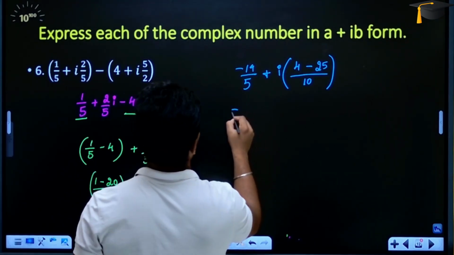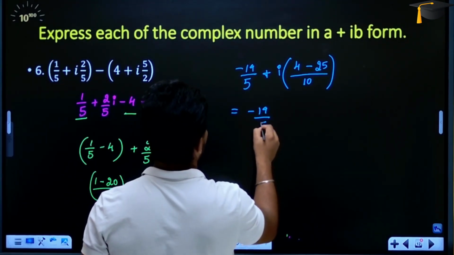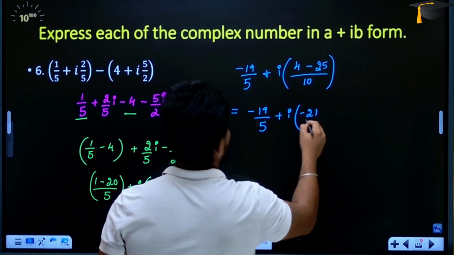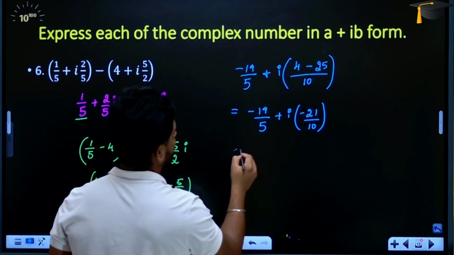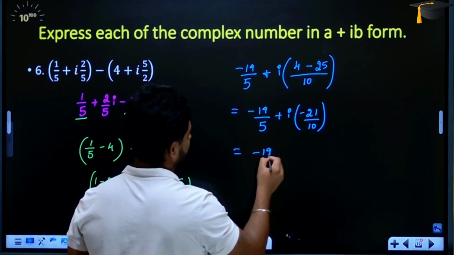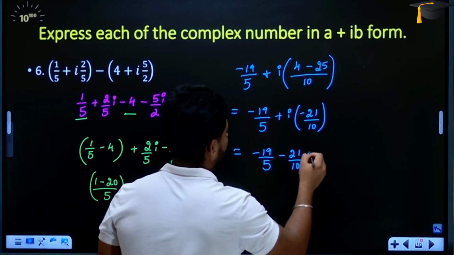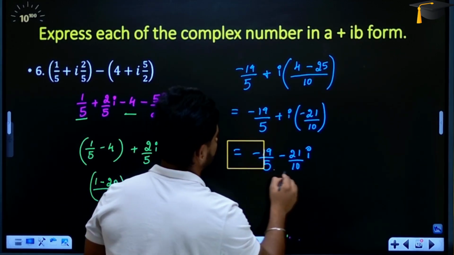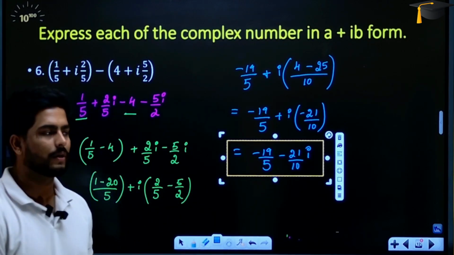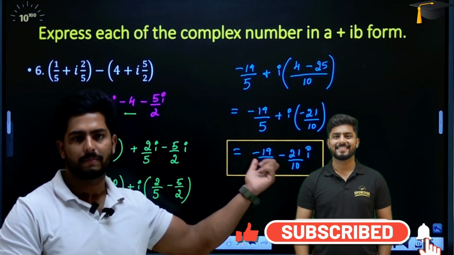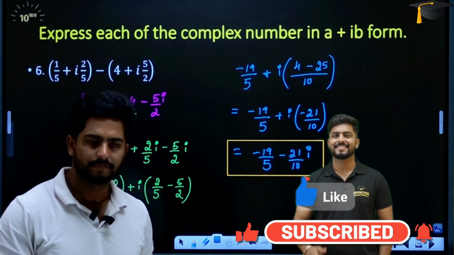Okay. So -19/5 plus i of minus 21 by 10. So minus 19 by 5 minus 21 by 10 i. Children, that's all, that is the answer. So is it in a plus ib format? So what is a here? a is minus 19 by 5 and b is minus 21 by 10. That's it, clear? Next.